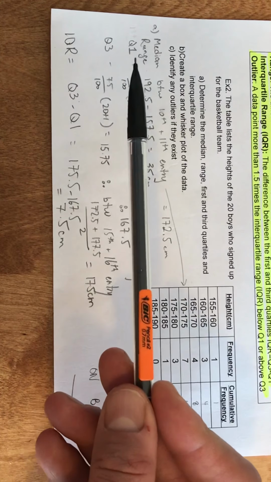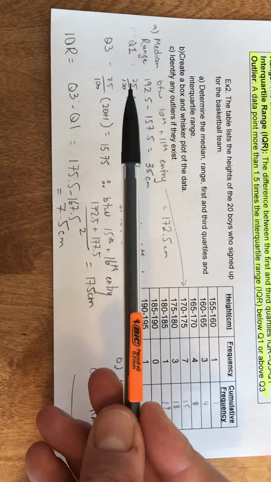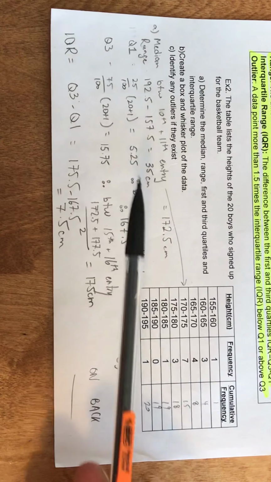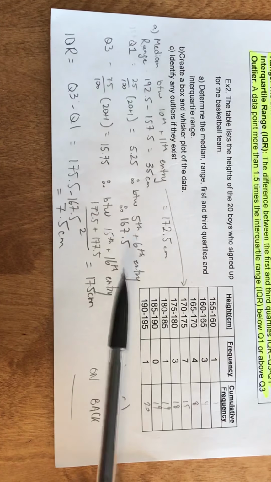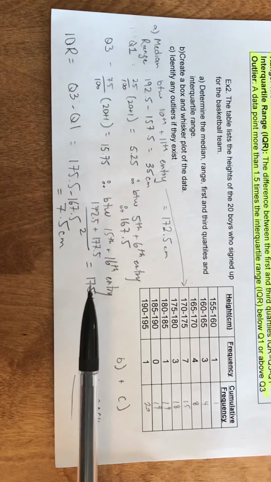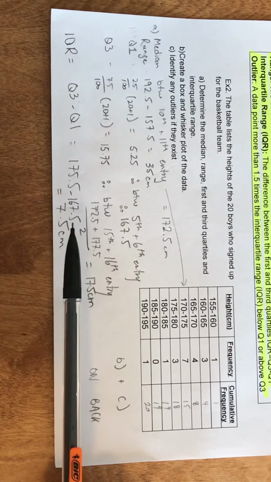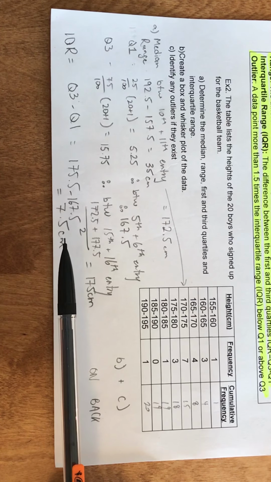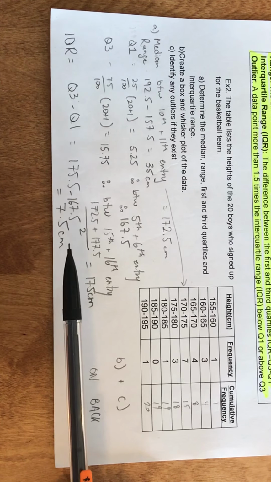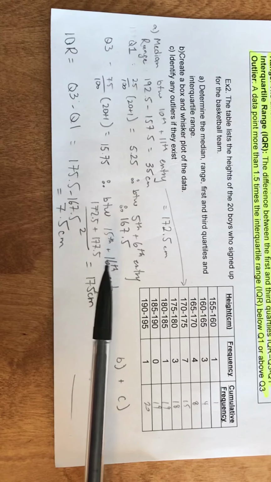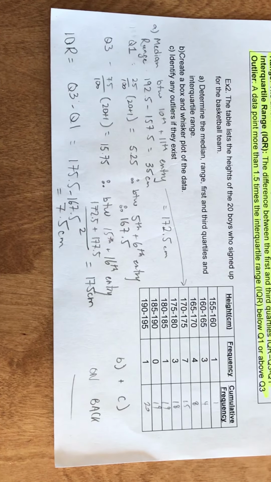I did a quick calculation of the first quartile, the 25th percentile, and the 75th percentile. It ended up landing at 167.5 and 175. So therefore my interquartile range, when I subtract these two, is 7.5 centimeters. Okay, so you can take a better look at that. And those calculations, I just did them quick.